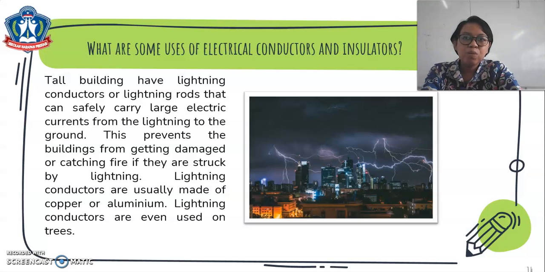What are some uses of electrical conductors and insulators? Tall buildings have lightning conductors or lightning rods that can safely carry large electric currents from the lightning to the ground. This prevents the buildings from getting damaged or catching fire if they are struck by lightning. Lightning conductors are usually made of copper or aluminum. Lightning conductors are even used on trees.